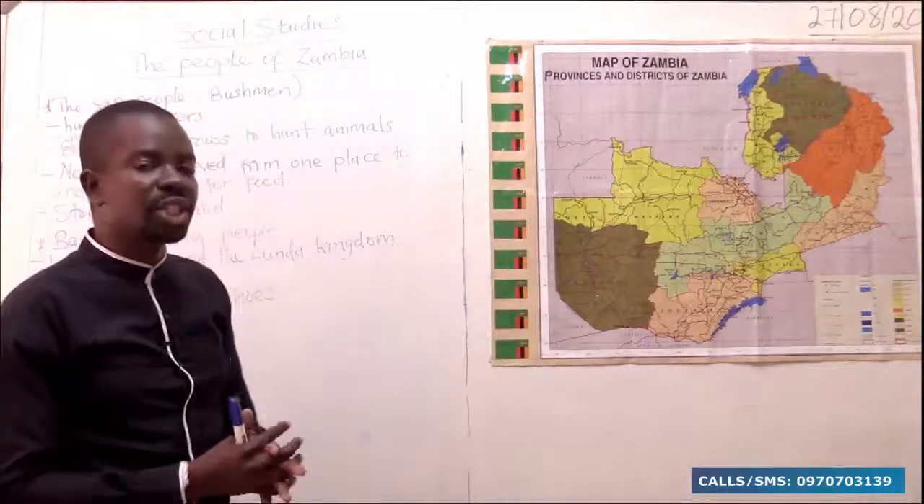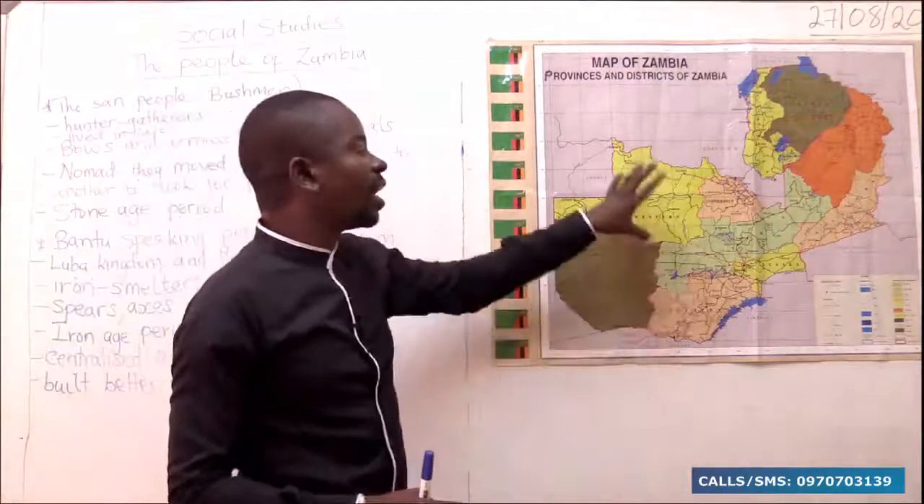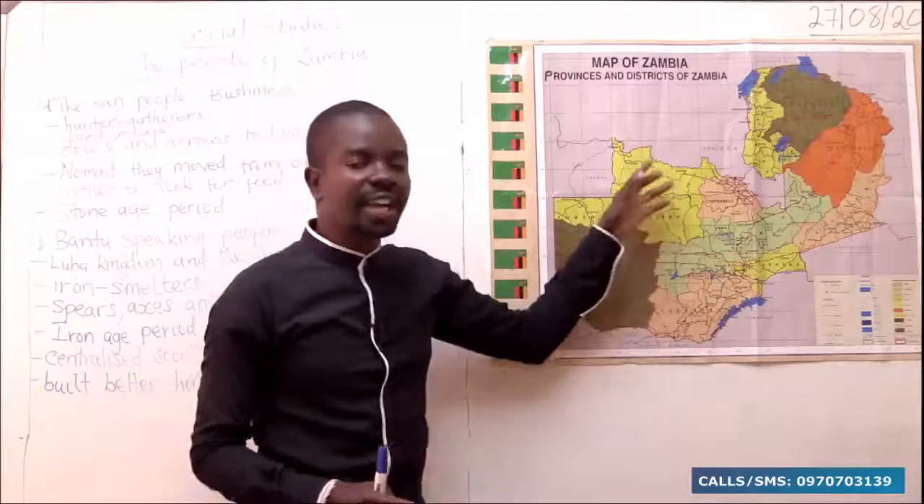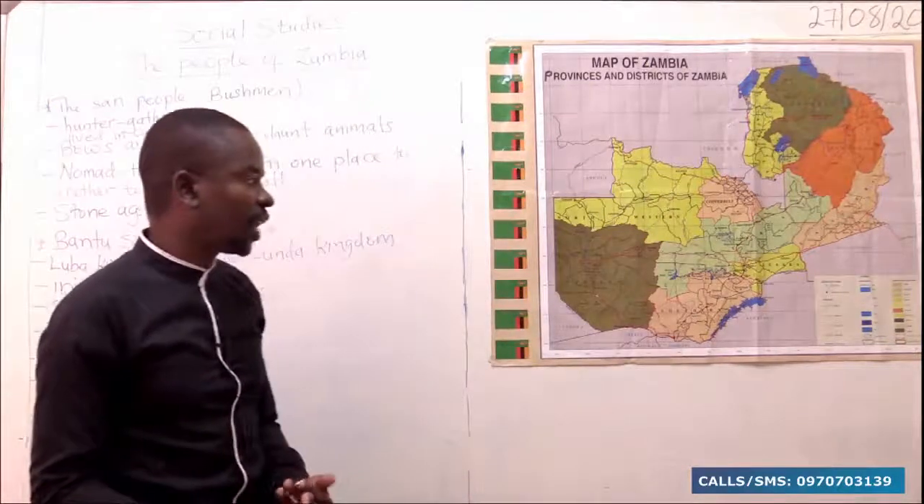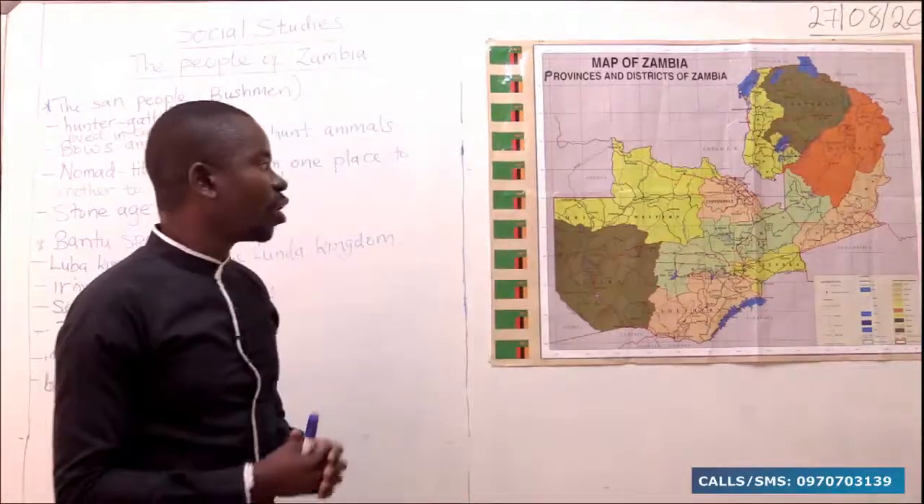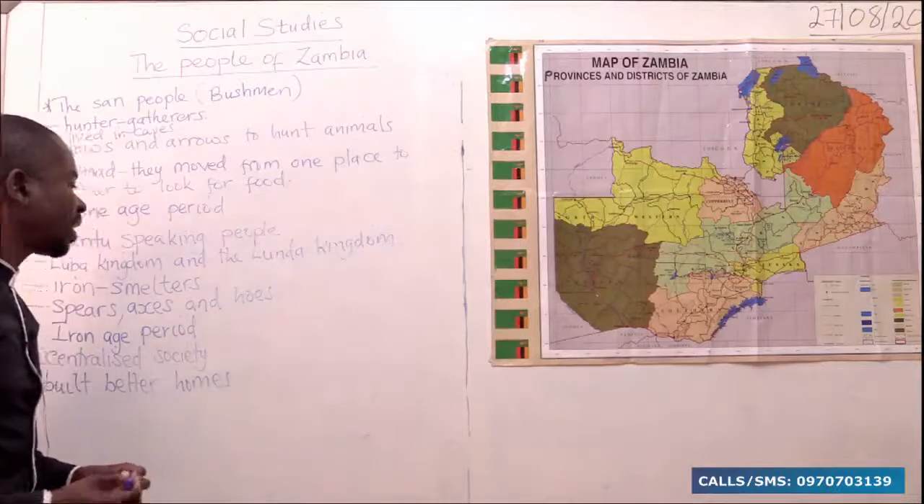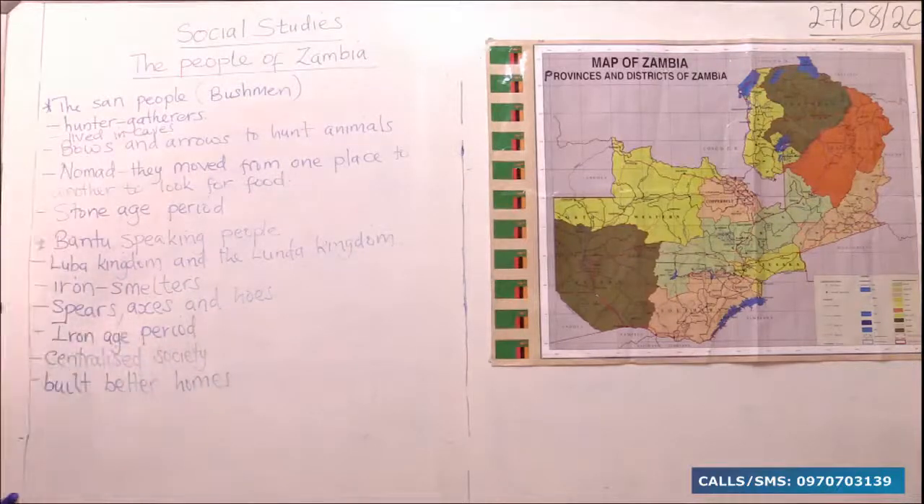So boys and girls, you can identify the tribes in our nation Zambia today. All these came from the Luba-Lunda kingdoms. So boys and girls, let's go through.